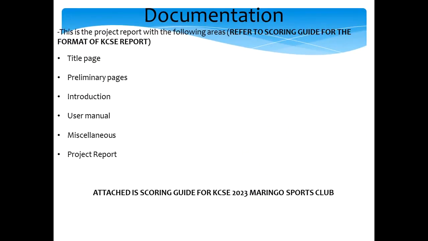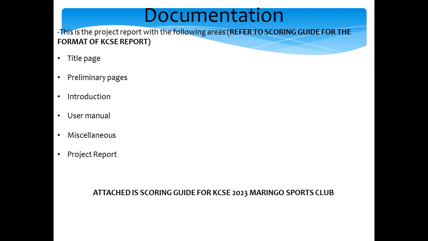Then we shall just go through documentation very fast. Remember, your teacher should provide you with a scoring guide. So this is the project report, that is the documentation. This is the project report with the following areas. Refer to the scoring guide for the format of KCSE report. Your teacher will provide you with a scoring guide. For example, here I have attached a scoring guide for KCSE 2023 for Maringo Sports Club, just to guide you.